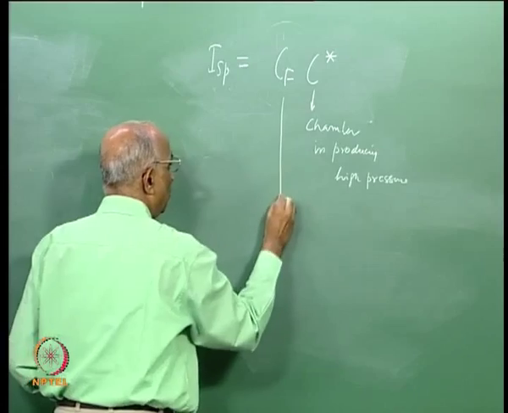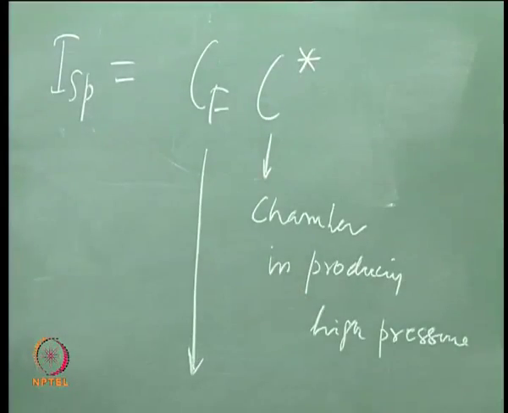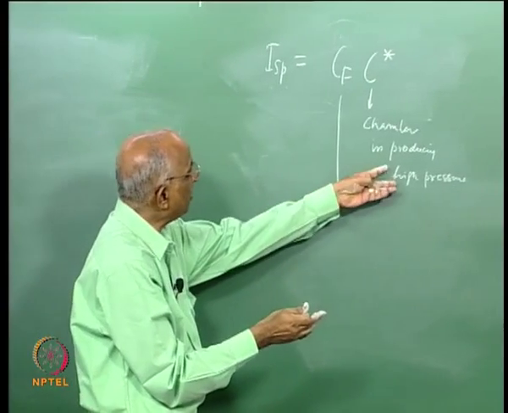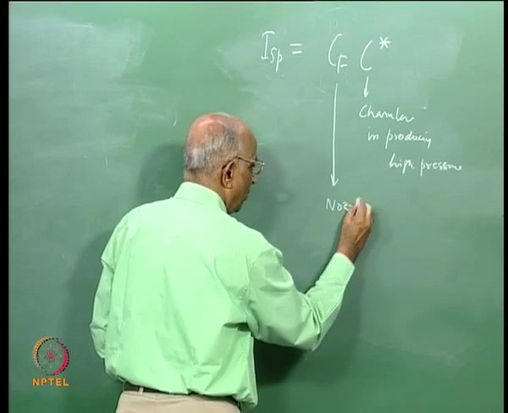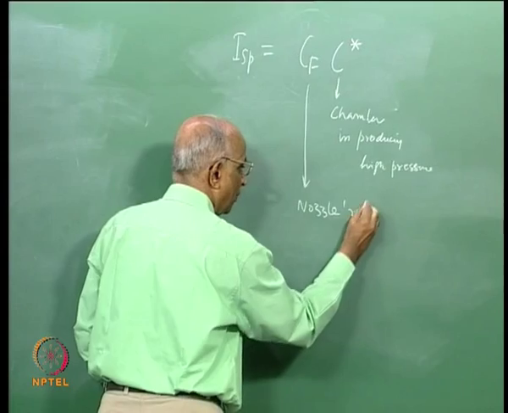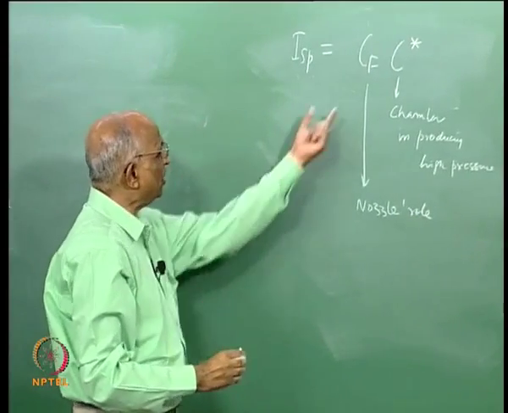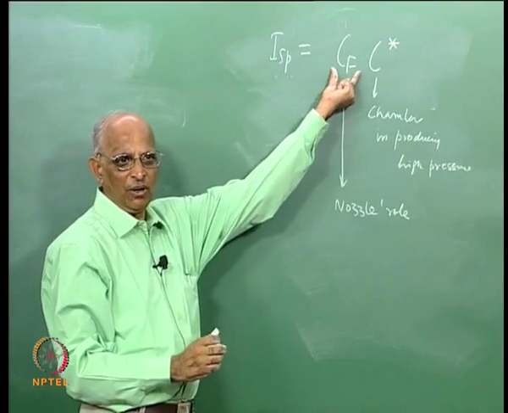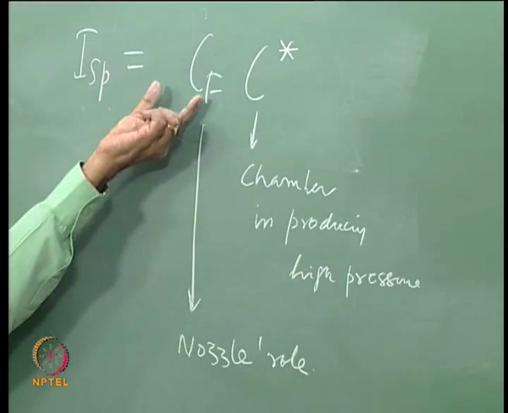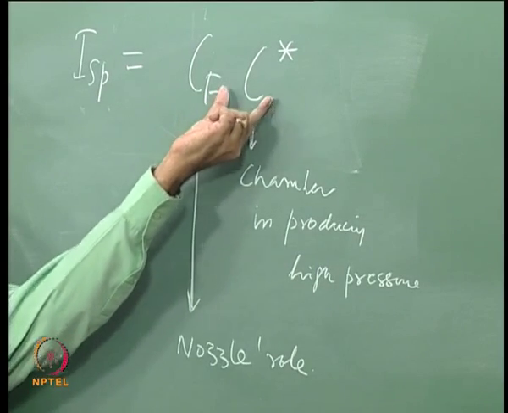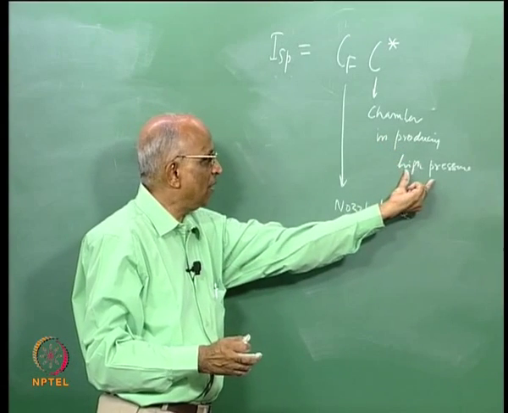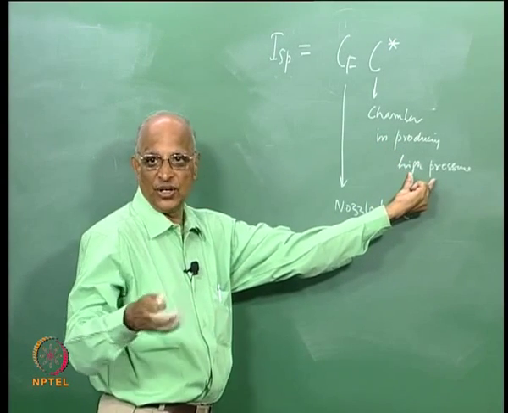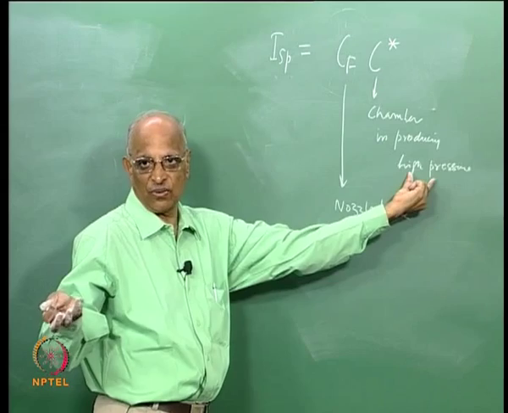And what does Cf do? Cf is in the nozzle, which converts this high pressure into high velocity, or the nozzle effectiveness, or the nozzle's role, and therefore Cf is a figure of merit of the nozzle, how it converts the high pressure into velocity, and C star is a figure of merit of the chamber, in that it will tell you how high pressure is generated in the nozzle because of some mass flow rate.